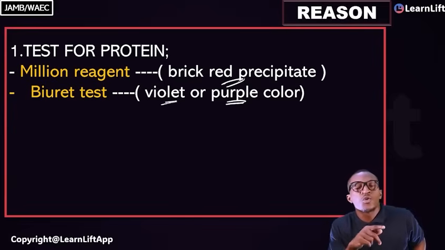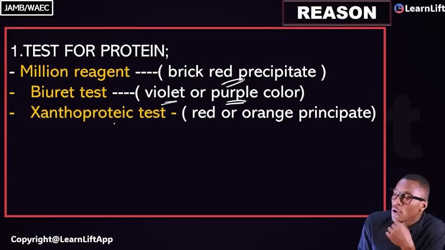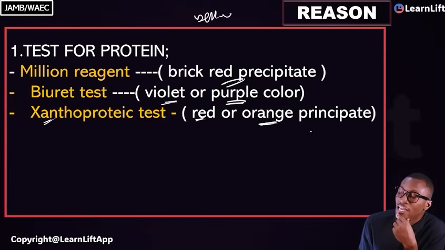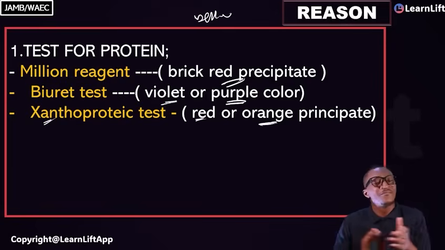And the third one is your xanthoproteic test, which will give you red. The word xantho means yellow. So that's how we say orange, or sometimes say red or orange precipitate. And you see now, Millon's reagent test is very important. Millon's reagent test, your biuret test, your xanthoproteic test.